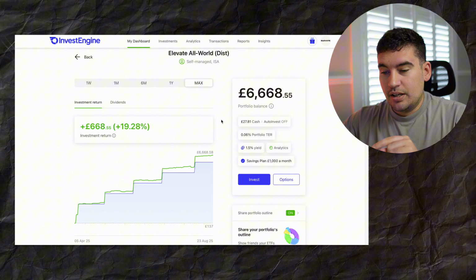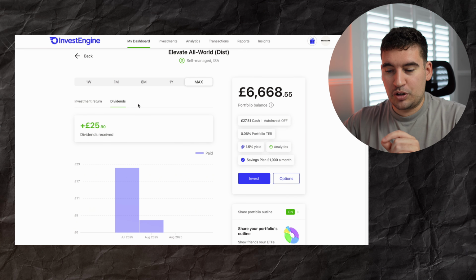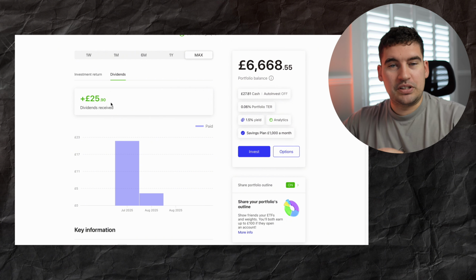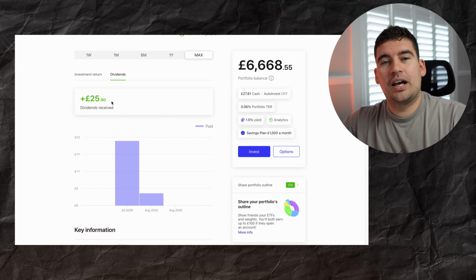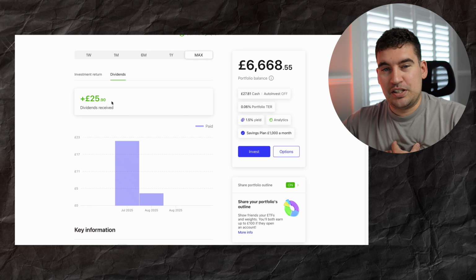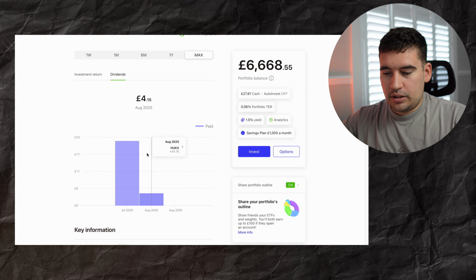Outside of this, we've got a dividends tab. And last month and this month, we had our first set of dividends. So let's have a quick look at that. We can see the total dividends received is £25.90, which is not life-changing, but it's dividends. The way I see it, it's free money now in my account, which I can now do whatever I want with. So let's cover July quickly.